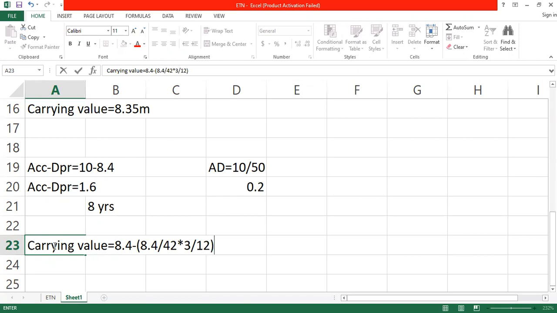Are we getting the same 8.35? No, it will be 8.4 over 8.4. 0.2 times 3/12. You should be getting the same figure at the end. Are you okay? Yeah, 0.05. Then we subtract it from the 8.4, and you get your carrying value as at that date. So this is our carrying value.